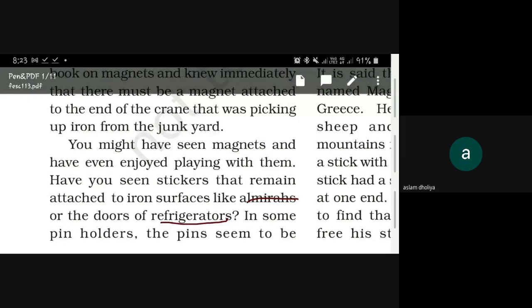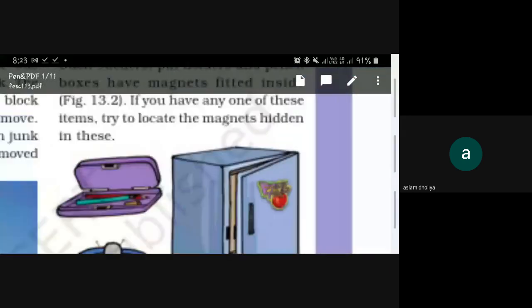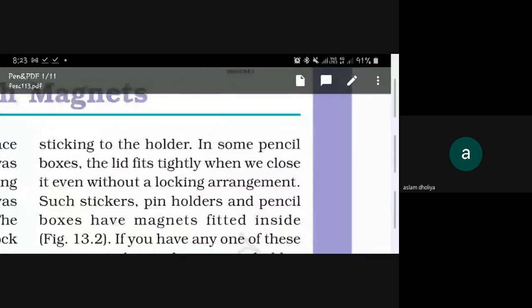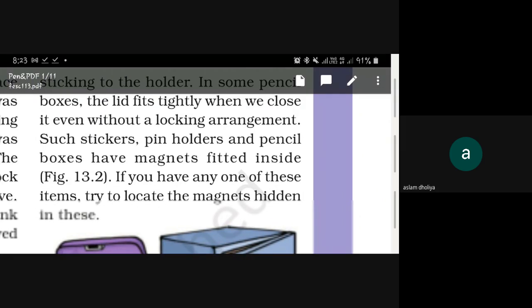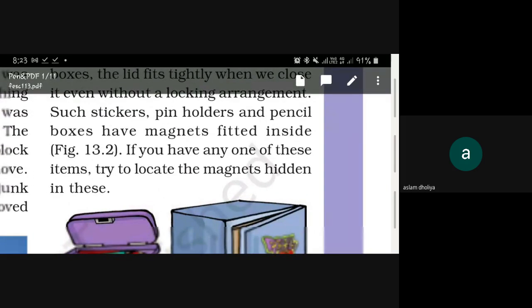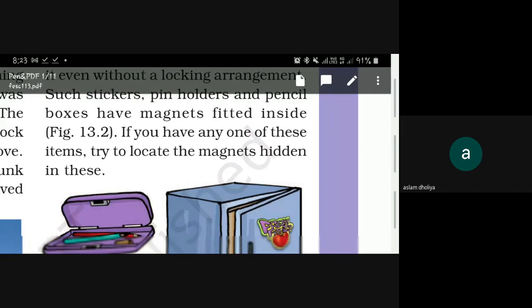In some pin holders, the pins seem to be sticking to the holder. In some pencil boxes, the lid fits tightly when we close it, even without a locking arrangement. Such pin holders and pencil boxes have magnets fitted inside. Fig 6.13.2. If you have any one of these items, try to locate the magnet hidden in it.